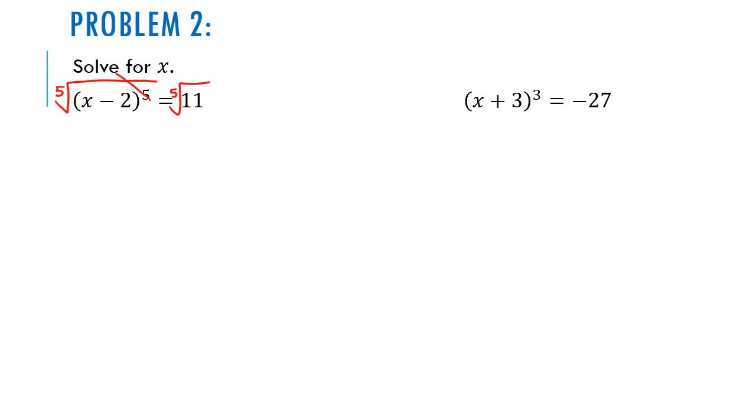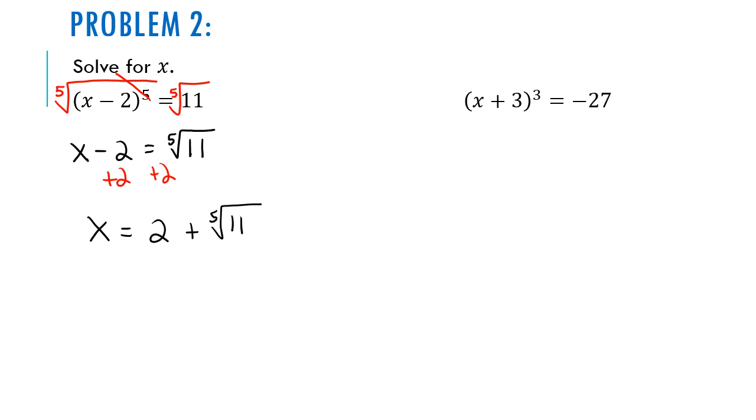And these will then cancel out, leaving x minus 2 equals. This is an odd exponent, so I don't do the plus and minus sign. And then I'm going to go ahead and add the 2 over. So we are going to have x equals 2 plus the fifth root of 11.